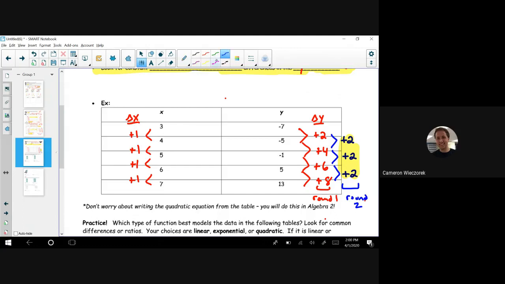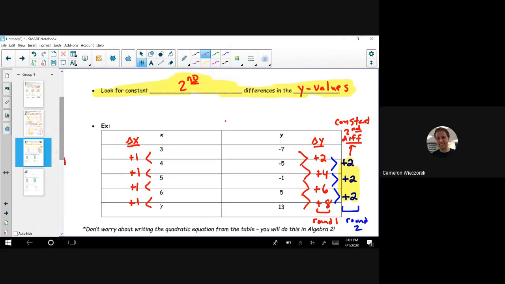So we call this having constant second differences. And anytime that happens, you have a quadratic model. So that's what I highlighted above here. Look for constant second differences in the y values. It just means you have to calculate the gaps twice instead of once.